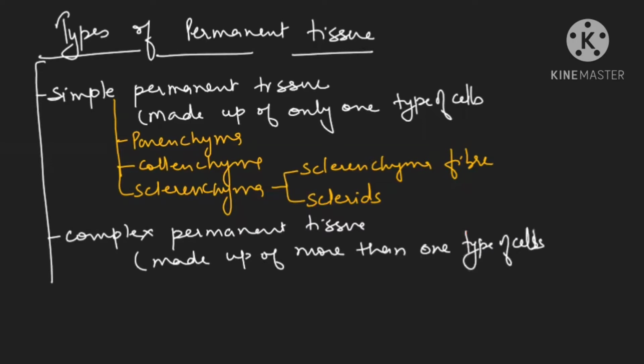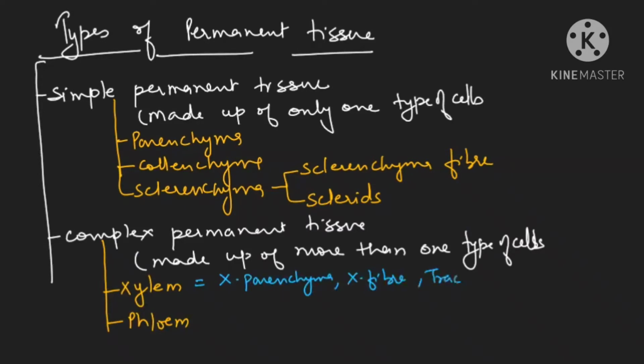They are again of two types, xylem and phloem. One is xylem and one is phloem. Now, what are the components of xylem? See carefully. Xylem is made up of xylem parenchyma, xylem fiber, tracheids, and vessels. Same way, phloem is made up of phloem parenchyma, phloem fiber, sieve tube, and companion cell.